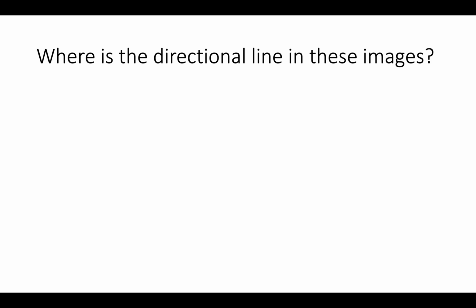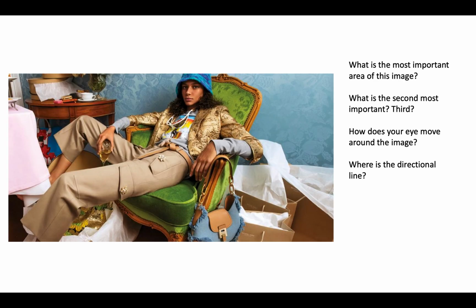Where is the directional line in these images? Okay, so what's the most important area in this image? Well, it would be her face, right? That's where our eye goes. It's basically in the center of the image, kind of at the top, okay? Now the second and third most important, so let's see. Your eye tends to move to her hand and to the handbag, which is at her other hand. So you're kind of moving from her eye to her hands.